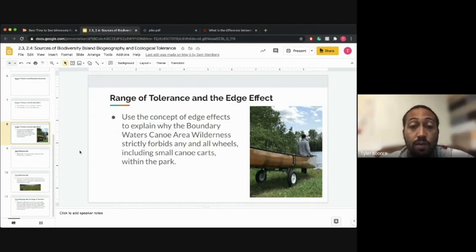With the edge effect, remember that's saying that we can get clumps of populations and biodiversity in one area and places that don't have it. So it's a boundary, a line that separates out different ecosystems and different parts of the ecosystems that species would live in. So with the Boundary Waters here, what they're trying to protect is making sure that fragmenting of the ecosystem doesn't happen. So that's why they don't want to have things with carts in there.